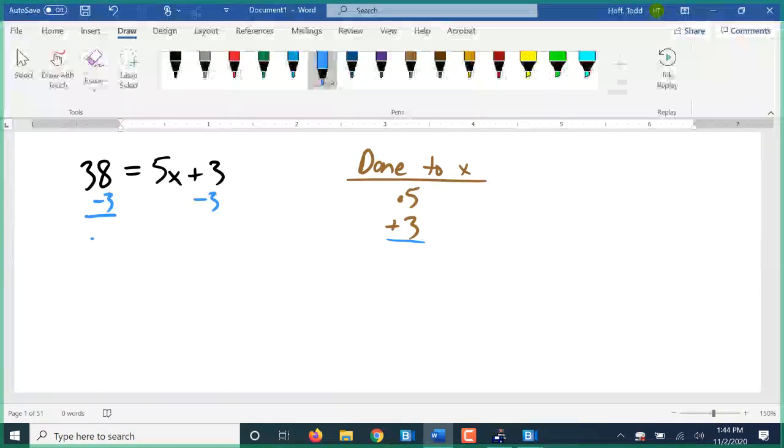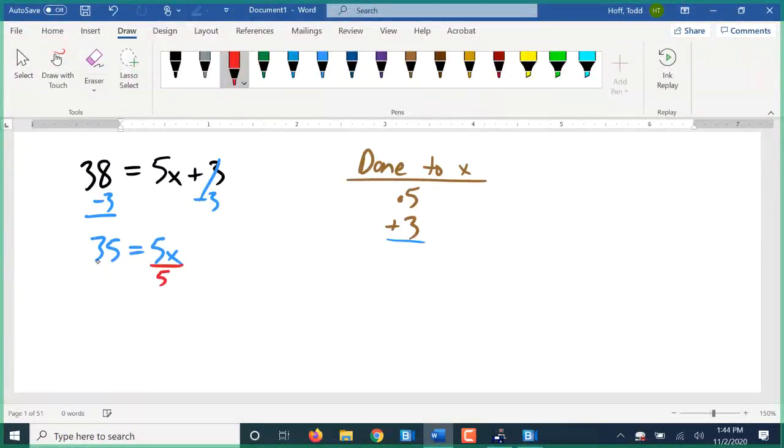38 minus 3 is 35. 5x plus 3, well, the 3 cancels out, so we just have 5x. Now we need to get rid of the 5. 35 divided by 5 is 7. 5s cancel out, we just have x. 7 equals x. Any questions?